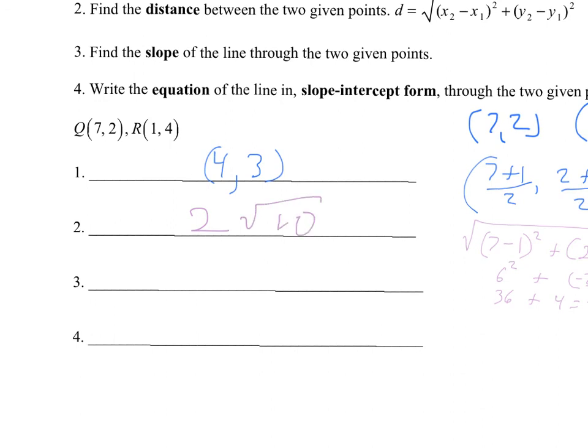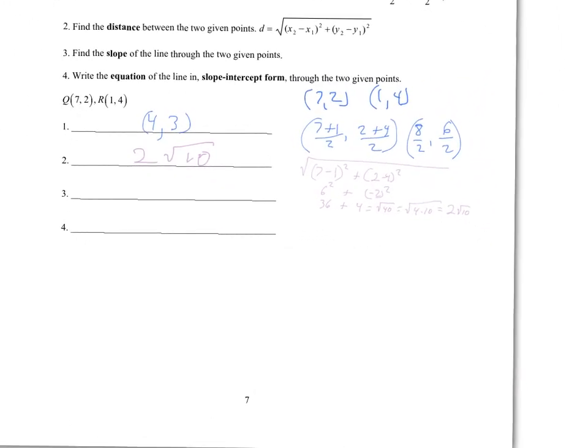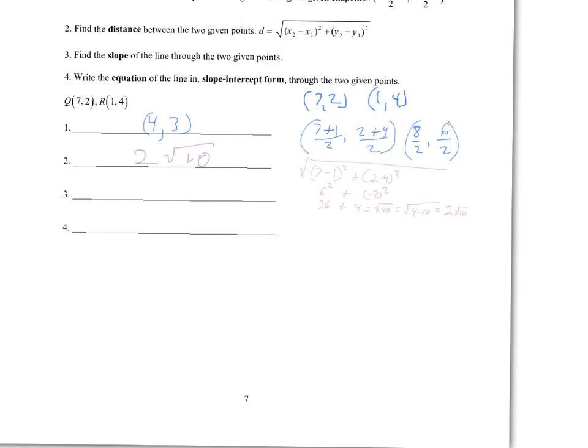Next, we're going to find the slope. And remember, the slope is found by subtracting the y's on top, the x's on bottom. So on top, we're going to say 4 minus 2 over 1 minus 7. 4 minus 2 is 2. 1 minus 7 is negative 6. That simplifies to negative 1/3. That's my slope.